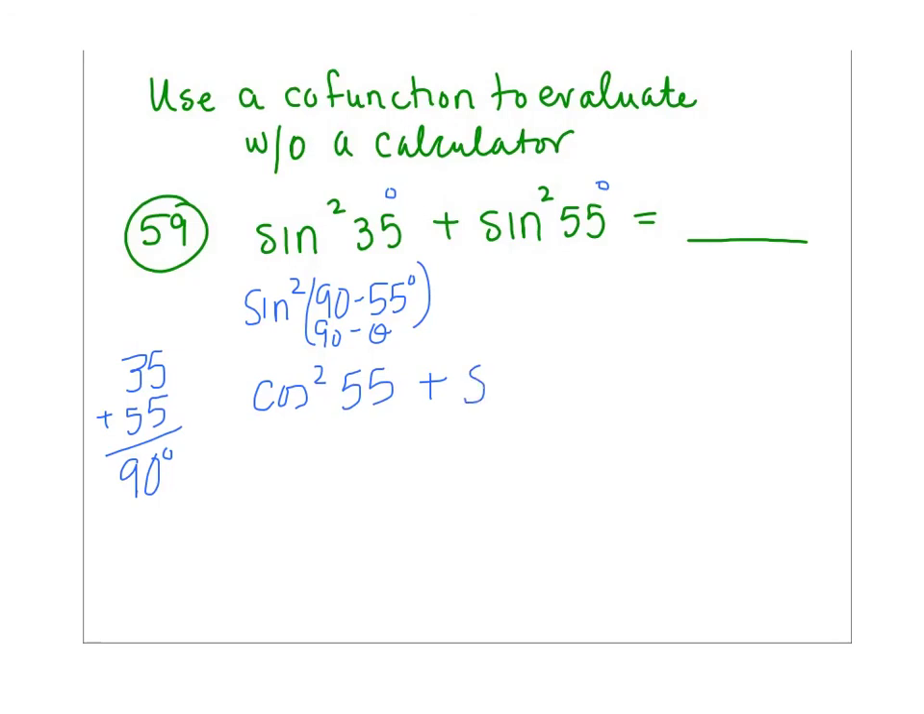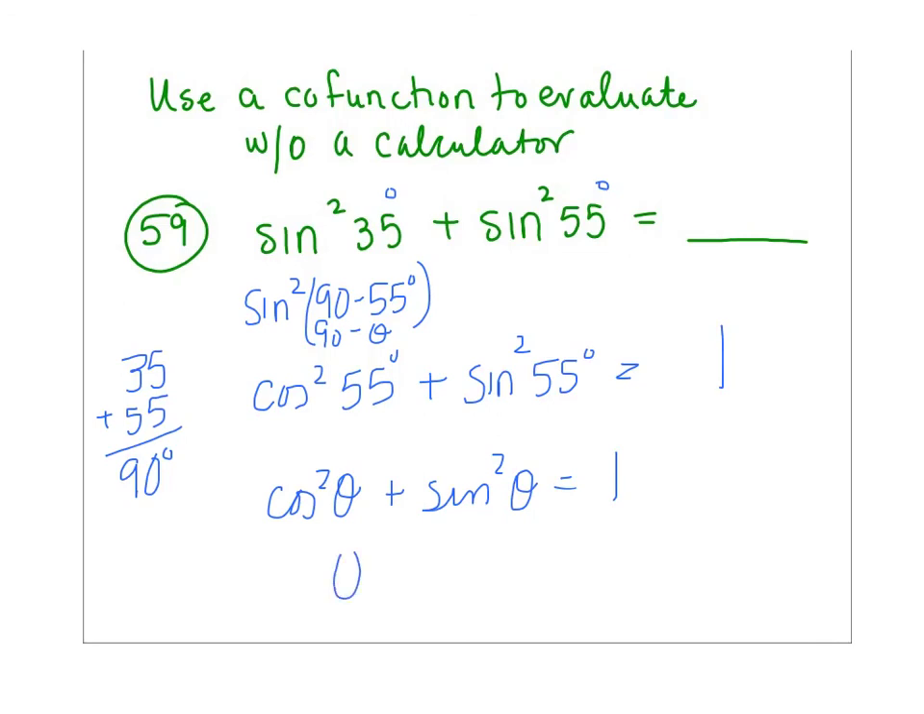Well, the cosine squared of 55 degrees plus the sine squared of 55 degrees is 1. Remember this? Cosine squared theta plus sine squared theta equals 1. And my theta in this instance is 55 degrees. So what you're doing is you're taking the two angles and you're noticing that they're cofunctions of each other, and you can then assess this without a calculator.